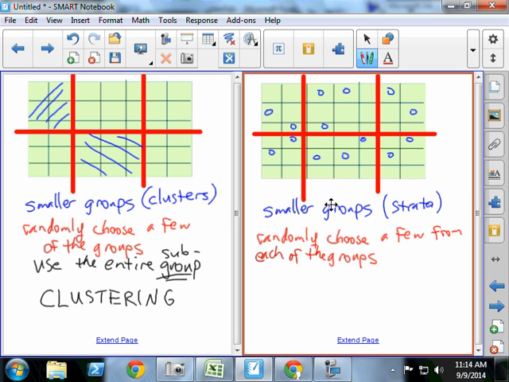So what do you reckon this technique is called? When we break it down into clusters, it's called clustering. When we break it down into strata, it's hard to pronounce, but it makes sense. It's called stratified. This is a stratified sampling technique. Okay? Not satisfied. It's stratified. Just one S.